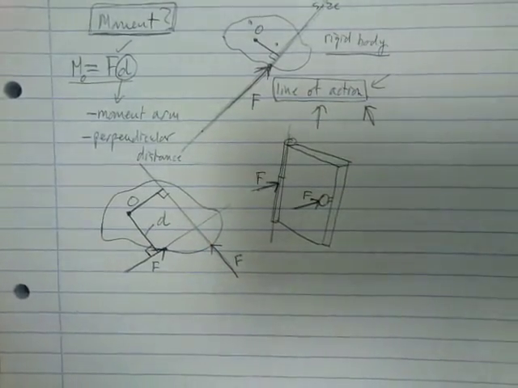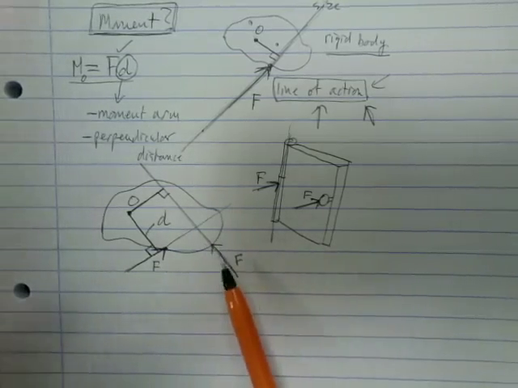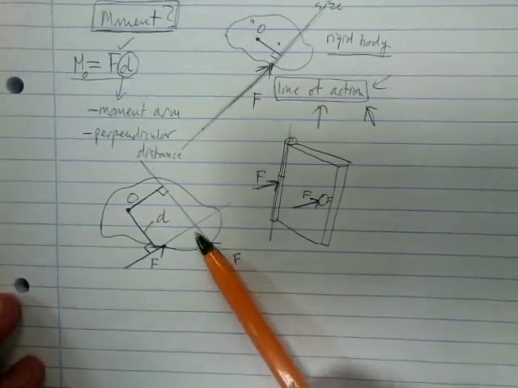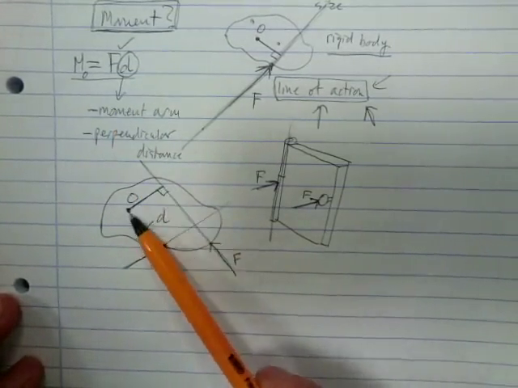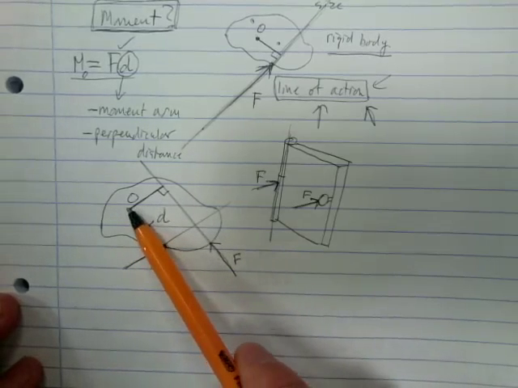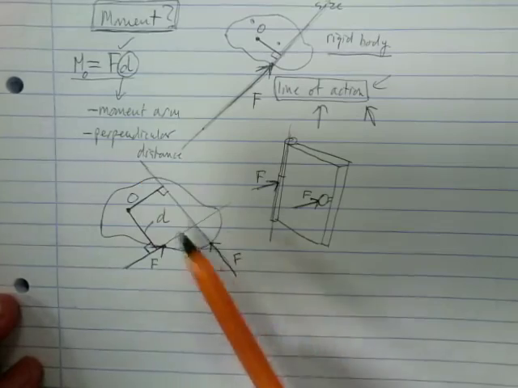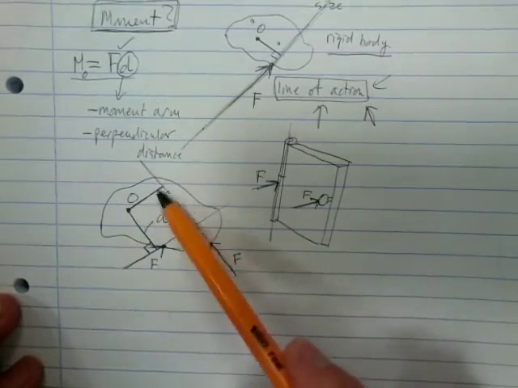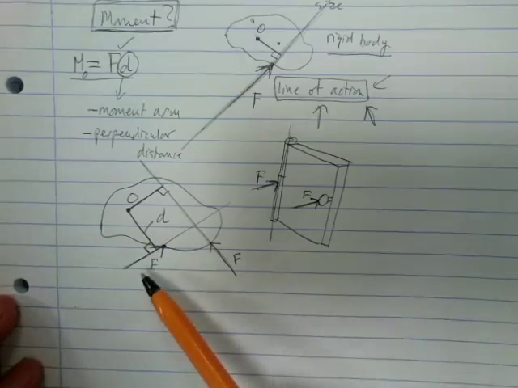So it is the rotational effect. When I apply a force to a body and I want to determine the rotational effect of that force about a certain point, I need to multiply the magnitude of that force by this perpendicular distance. And the perpendicular distance is from point O to the line of action of the force, and it is a perpendicular line like that.